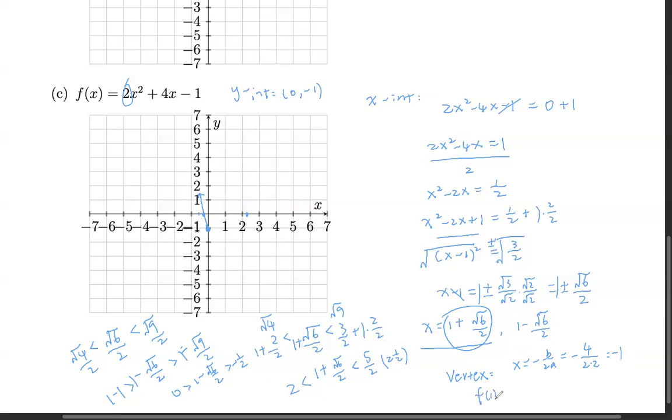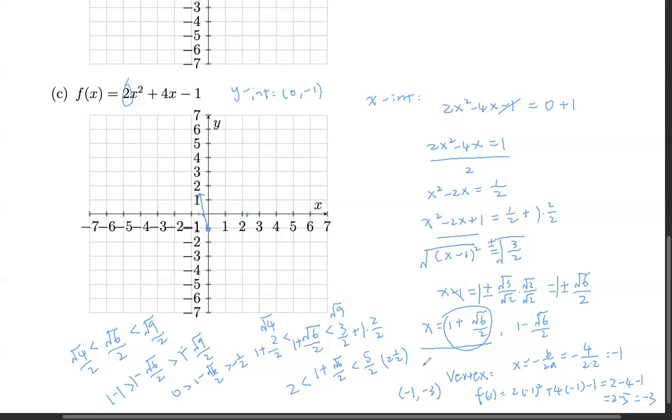Then f of negative 1 equals 2 times negative 1 squared, plus 4 times negative 1, minus 1. Just plug into the function. Negative 1 squared is 1, 2 times 1 is 2. So 4 times negative 1 is negative 4. Then minus 1. So 2 minus 5, which is negative 3. So our vertex is negative 1, negative 3.